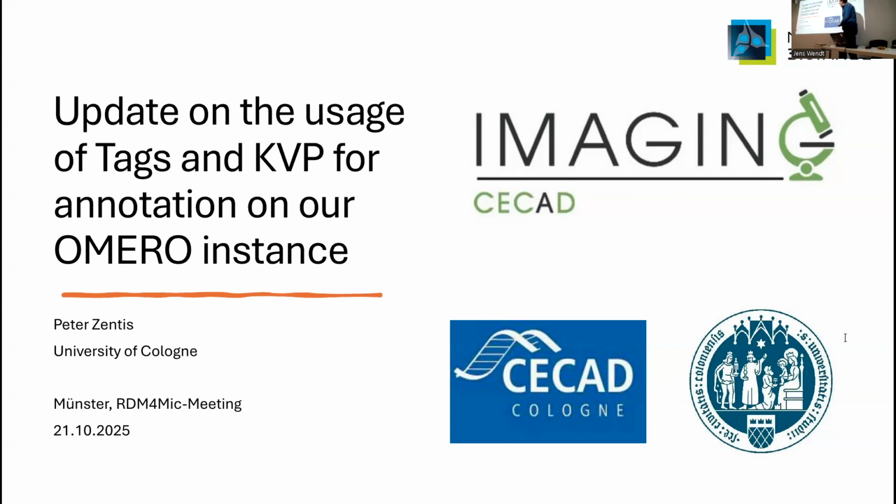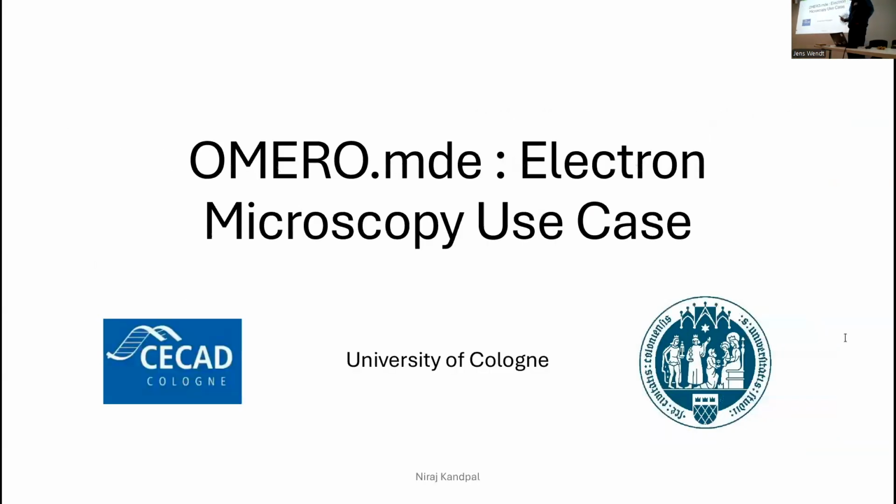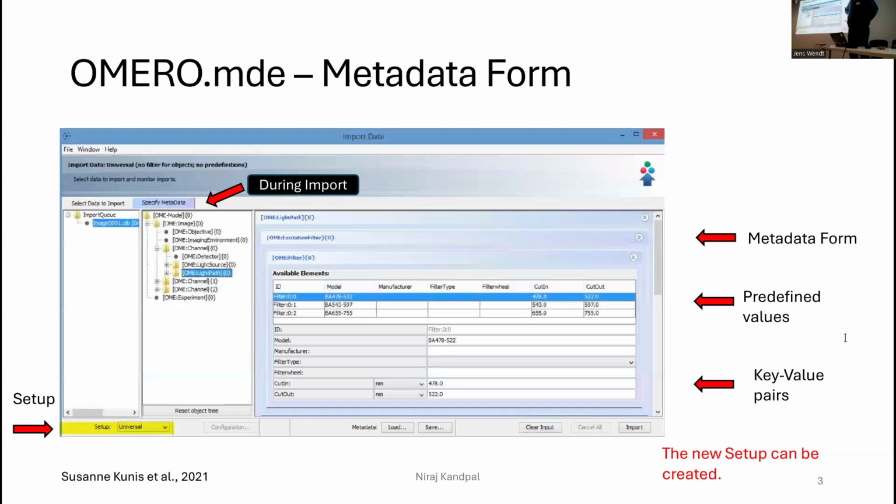Yeah, today a short update on the usage of, especially, map annotations and key value pairs in the context of our electron microscopy data in the OMERO server at CCAT in Cologne. This is actually a continuation of a talk Niraj delivered here more or less exactly 2 years ago in this very room. So what I did is I took just Niraj's slides to remind you of what the idea behind all this is.